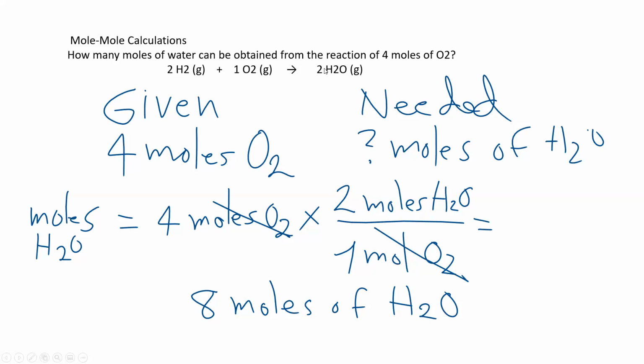You will use these coefficients to make a conversion factor. And you set it this way in such a way that you can cancel mole of oxygen with mole of oxygen. Then you multiply and divide, and you get 8 moles of water. One significant figure at the end.